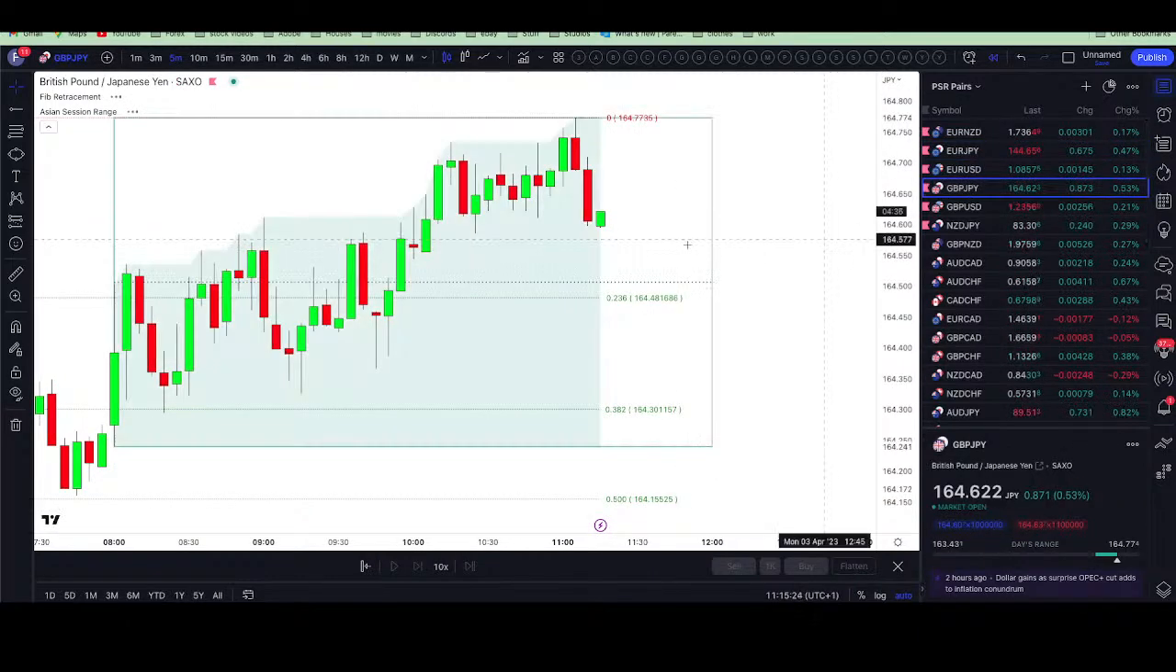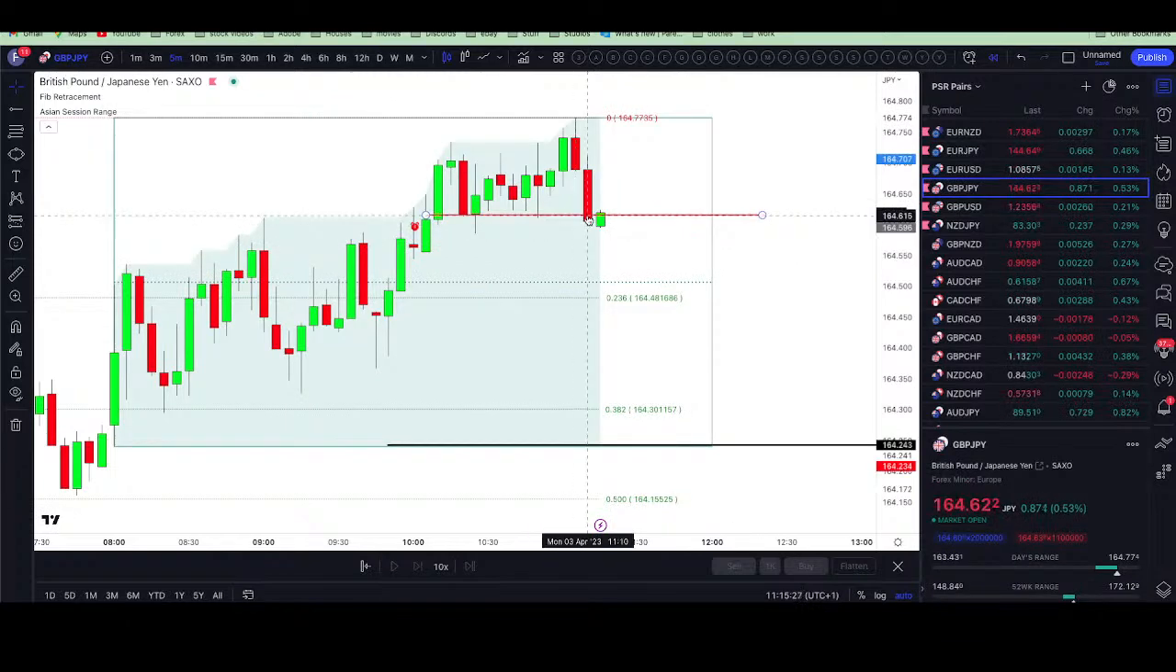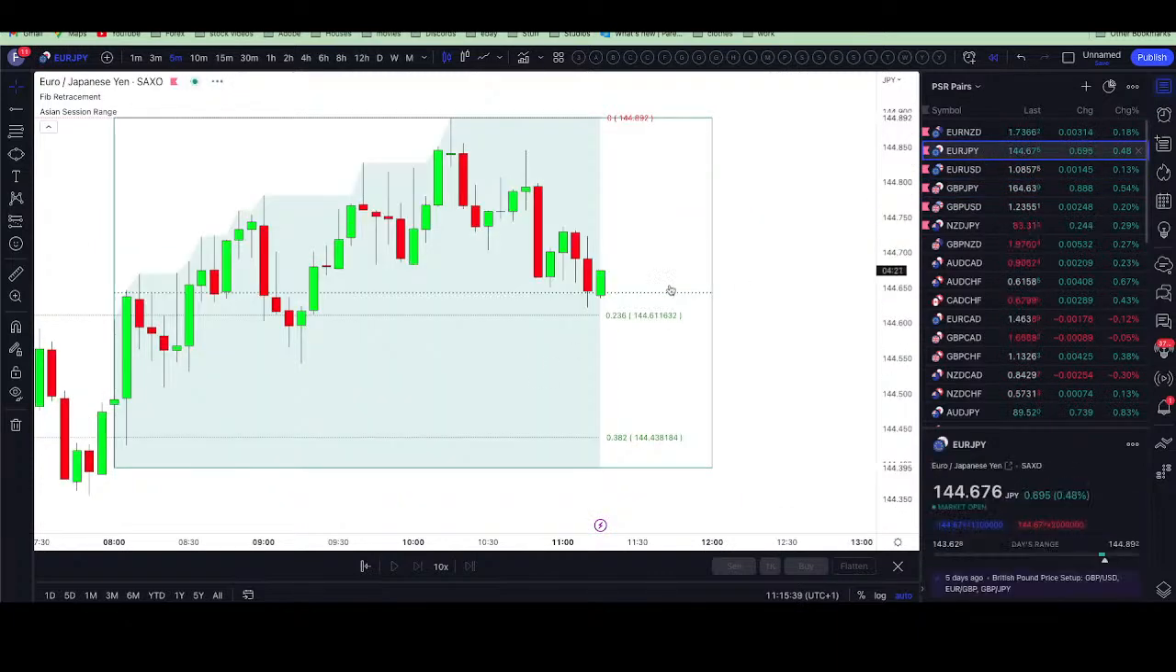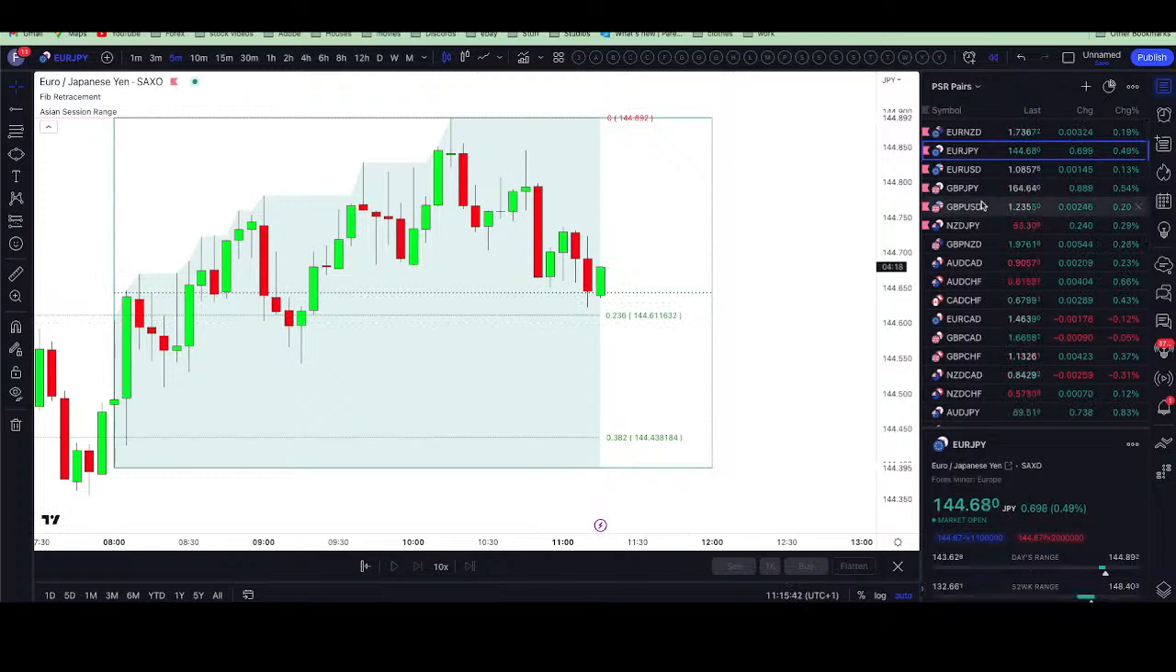GJ's giving us a 5 minute break of structure entry right here. Again, we'd love to see them break the London mid-range before we can say that it's got a better chance of going bearish. We're seeing obviously pullbacks with the first 15 minute candle open. This one here is rejecting off the London mid-range so far.